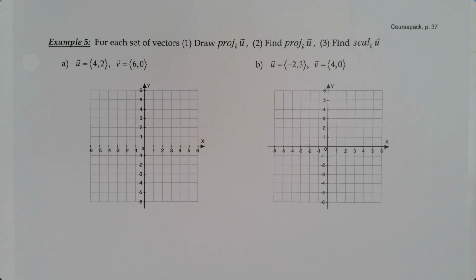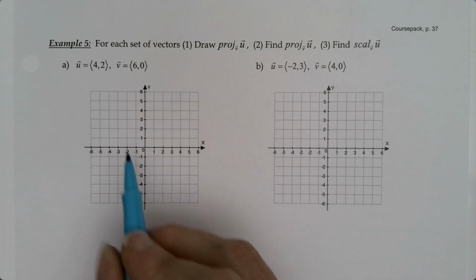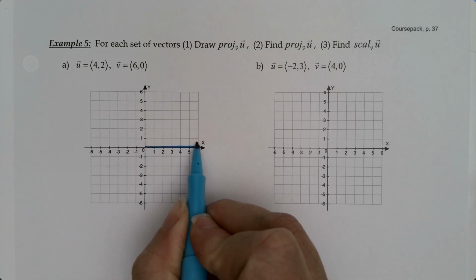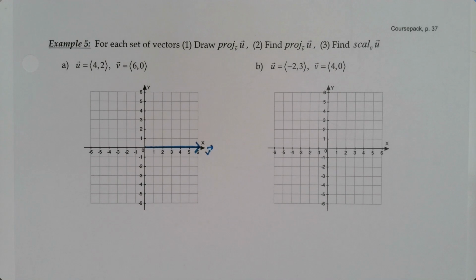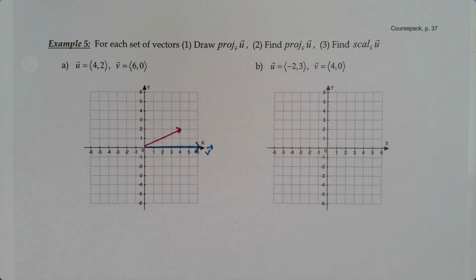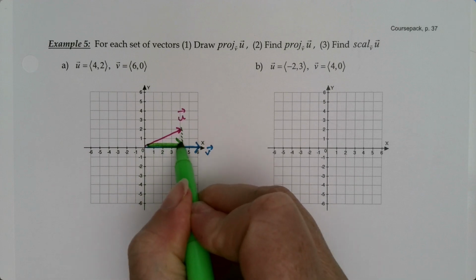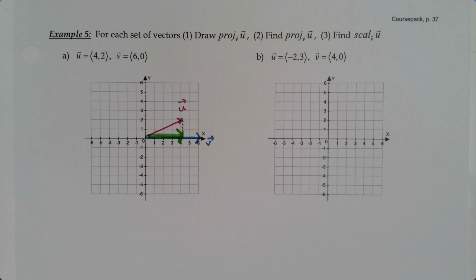Okay, we're going to draw the projection of u onto v, and then we're going to find that projection, and we're going to find the scalar. So we got a lot of work cut out for us. Okay, so we have 4, 2, and 6, 0. So 6, 0 is down here. That's v, right there. And then we have 4, 2, which I'll draw in pink, over 4 up 2, so that way it matches the diagram on the previous page. And that's u. Now you imagine a perpendicular light source.